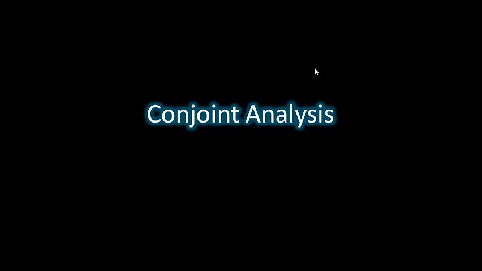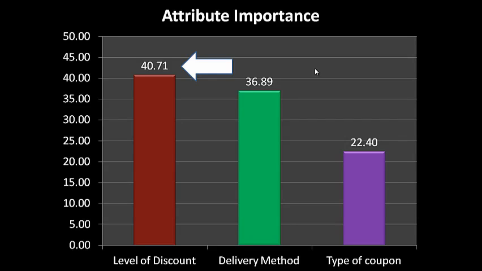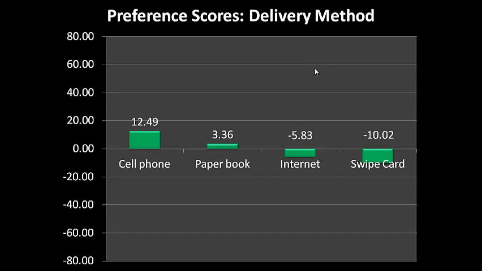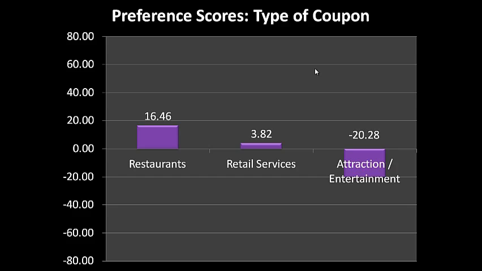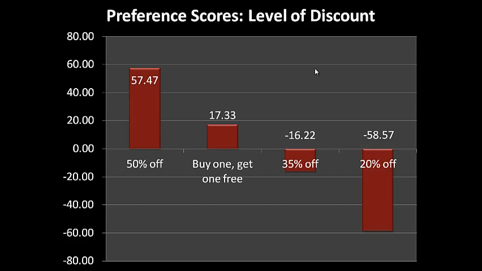And then another part of the survey was a conjoint analysis. Throughout this part, they were given choices between different attributes and different levels within the attributes and had to choose. And for attribute importance, there you go, level of discount, most important. And here we go, delivery method. The most preferred delivery method, cell phone. Least preferred, swipe card. And the type of coupons that they like the most, restaurants. And ones they like the least, attraction and entertainment.